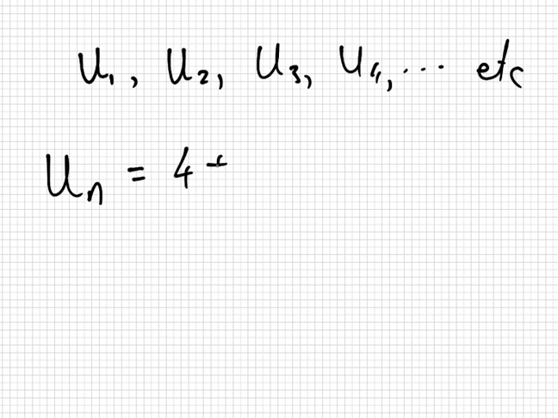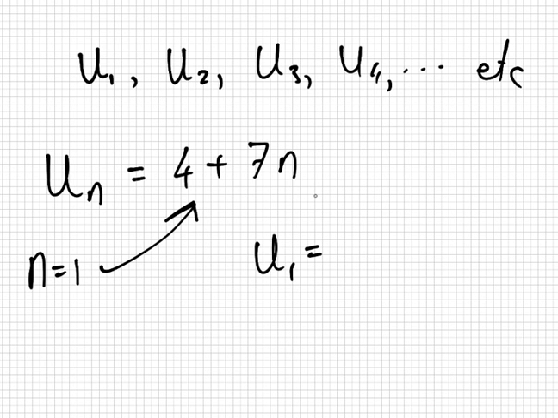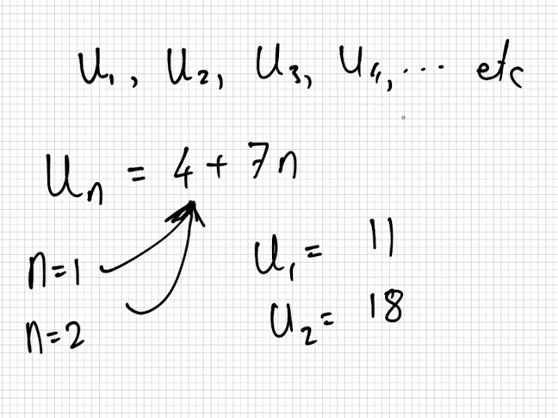Okay, so let's take an example here, the first one. If I write down Un equals 4 plus 7n as an example, this is a formula that makes the sequence. To get the first term, you make n equals 1. So if I put n equals 1 in there, what do I get? U1 equals 4 plus 7, which is 11. Then if I want the next one, I put in 2. So what would I get here? 4 plus 14, 18, and so on.